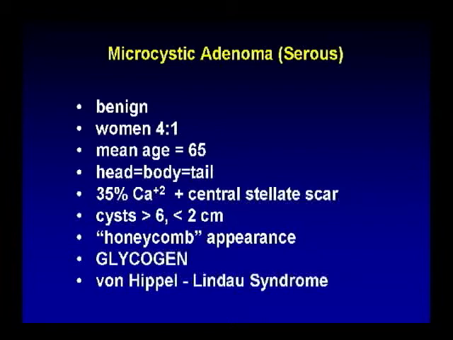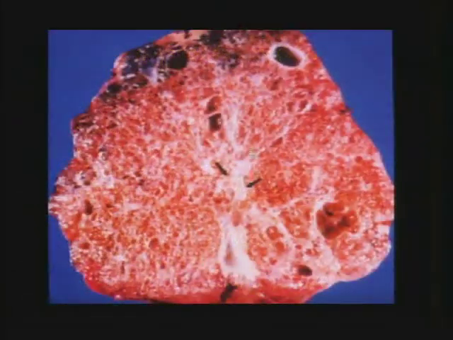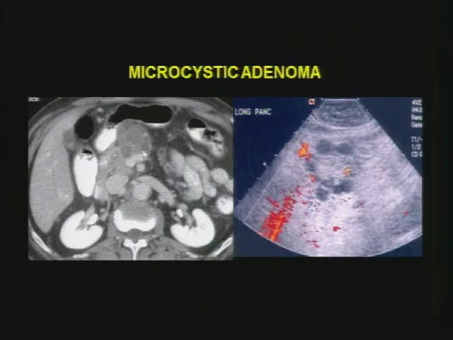These cysts do contain glycogen, and there is an association of microcystic adenoma with von Hippel-Lindau syndrome. So on cut section, this is what you see. And remember, in about a third, you'll see the central stellate scar with calcification and then just innumerable tiny cysts. On imaging on CT, you'll see a multicystic lesion. Again, the cysts tend to be smaller and number greater than 6.